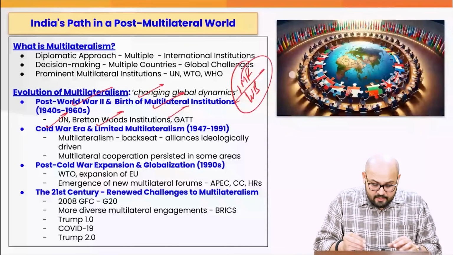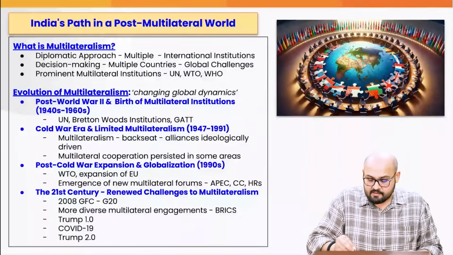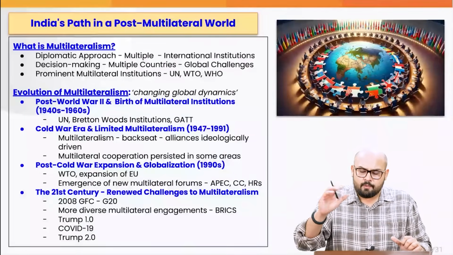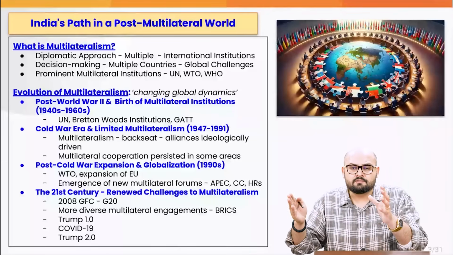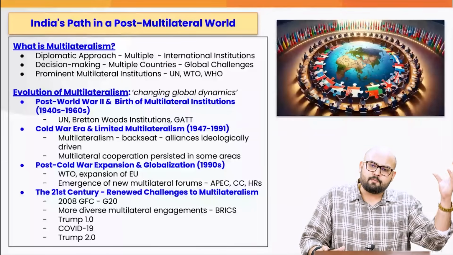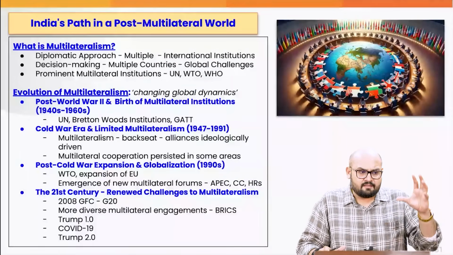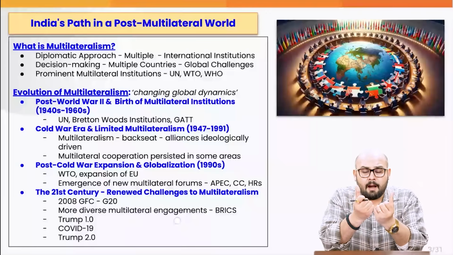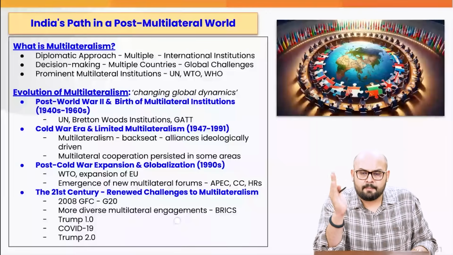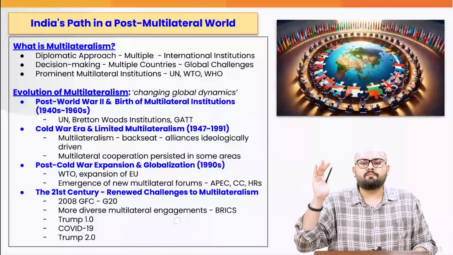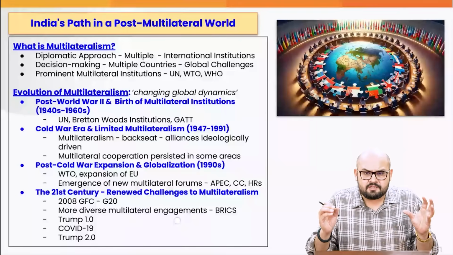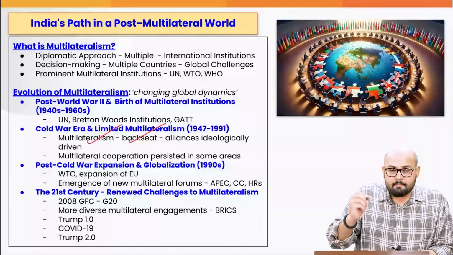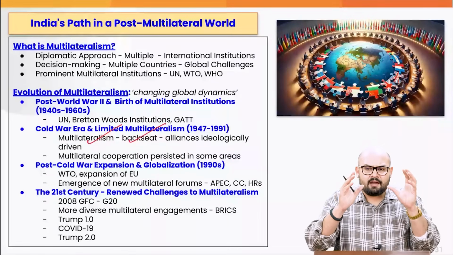The next aspect was that of the Cold War era and limited multilateralism. Now we all know that in the Cold War, there were two power blocs, one led by the US, what they called the propagators of liberal ideology. The other was the erstwhile USSR, the Soviet Union, which said that they were propagating the ideology of communism. Now, it is but obvious that if you have two opposing ideologies, there would not be much support with respect to multilateralism. So that is what we observed. There was limited interaction and a period of limited multilateralism, right? So multilateralism took a backseat because different countries had an ideological mindset.